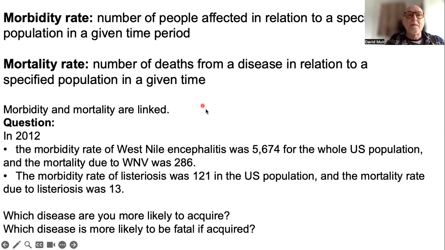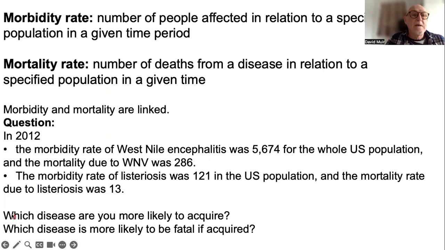Now, morbidity and mortality are very definitely linked, of course, because the mortality occurs from those people who are suffering from the illness. So it would be influenced by our morbidity rate. Mortality rate will be influenced by the number of people who are actually infected. And you have to look at these statistics really carefully. So let's have a look here.